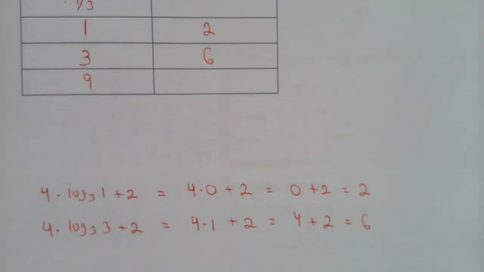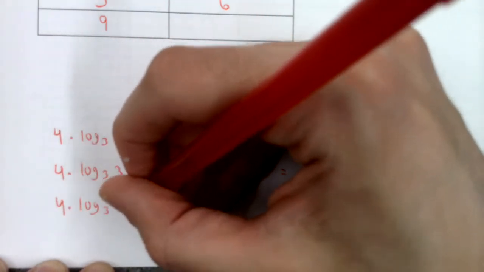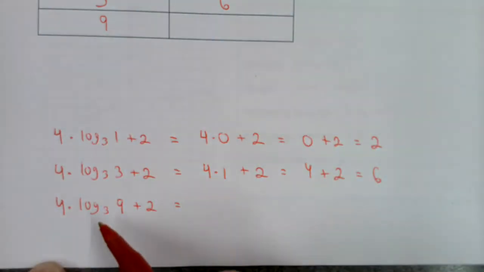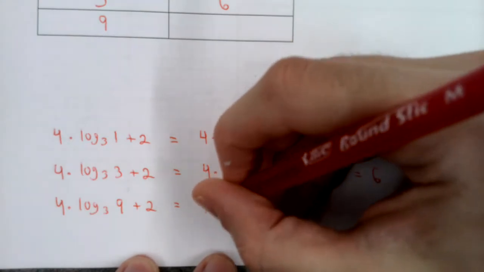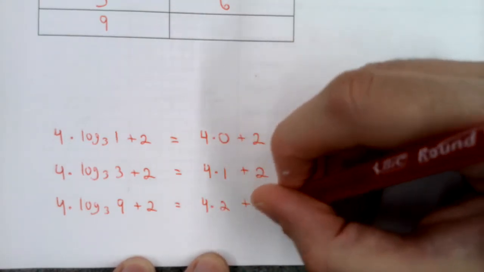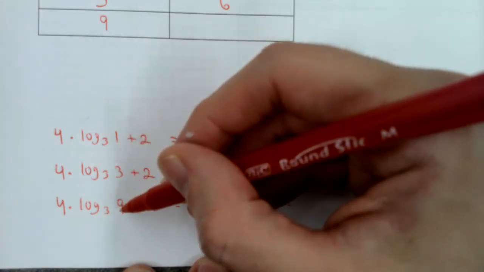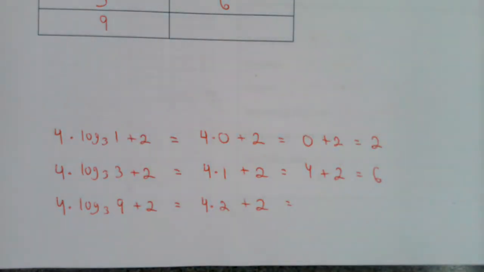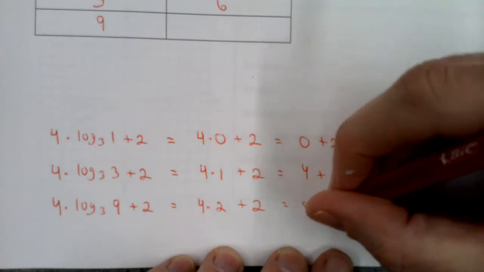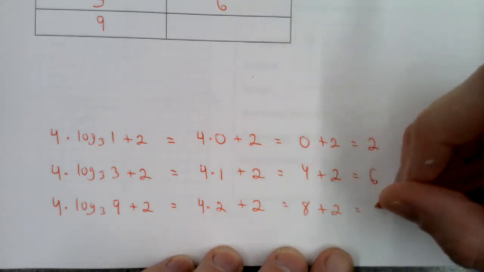Let's do 9 next. 4 times log base 3 of 9 plus 2. What is log base 3 of 9? In other words, 3 to what power equals 9? The answer is 2. See, I'm picking x values I can easily do the log of. That's why I chose 1, 3, and 9. So 4 times 2 plus 2 is 8 plus 2 equals 10.